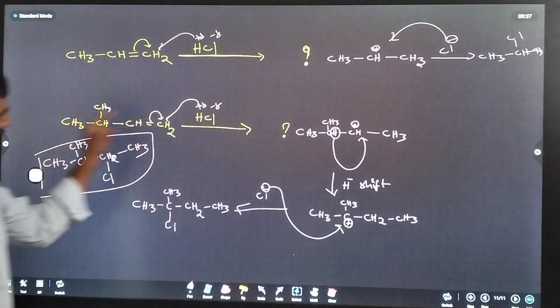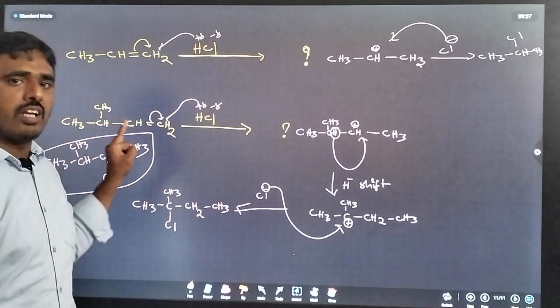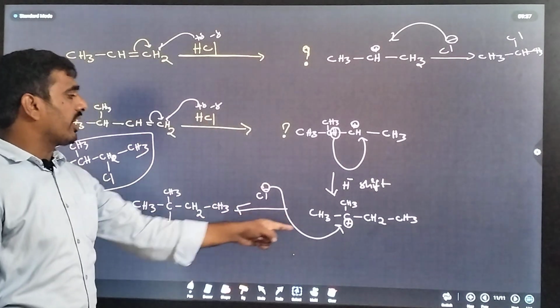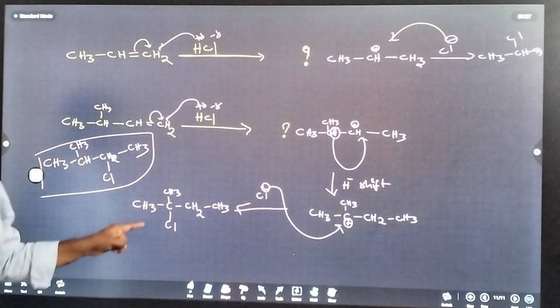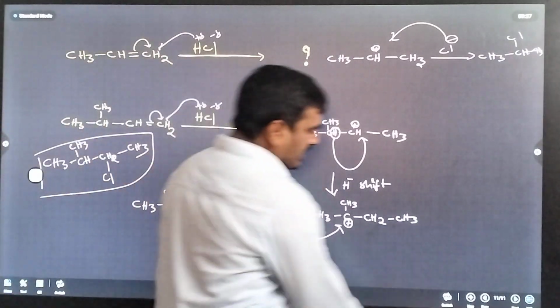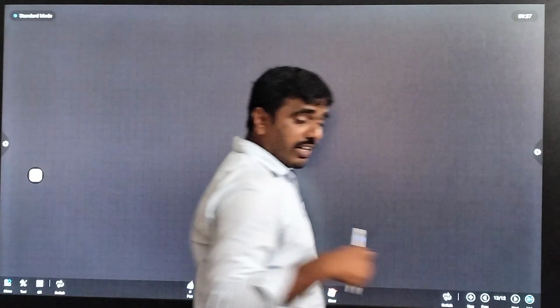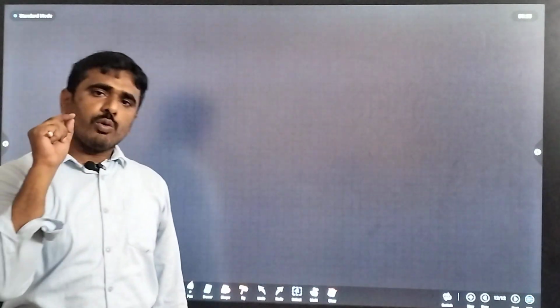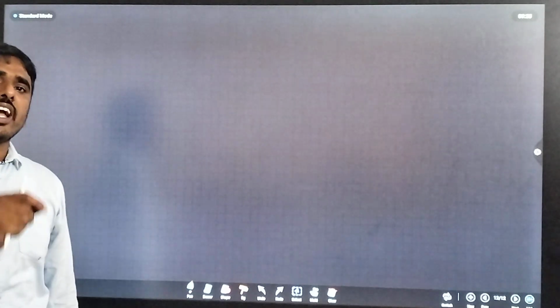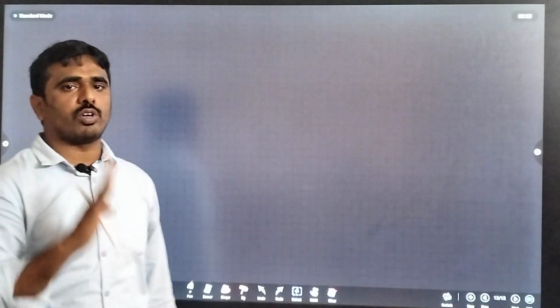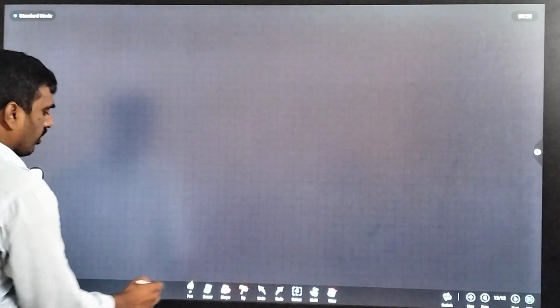No. In electrophilic addition of alkenes, carbocation rearrangement takes place. A less stable carbocation rearranges to a more stable carbocation. One more possibility is ring expansion. In any reaction where a carbocation is formed as an intermediate, ring expansion is also possible.